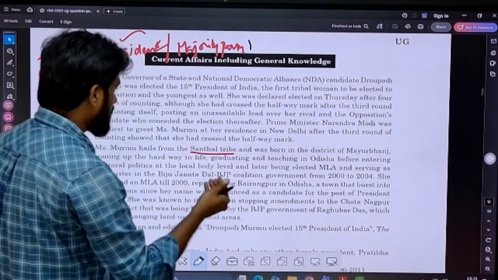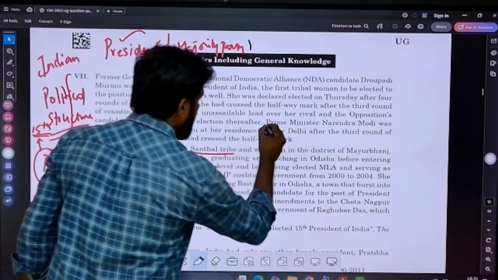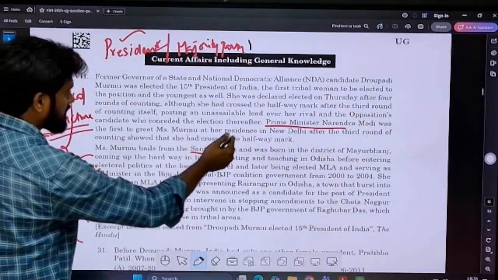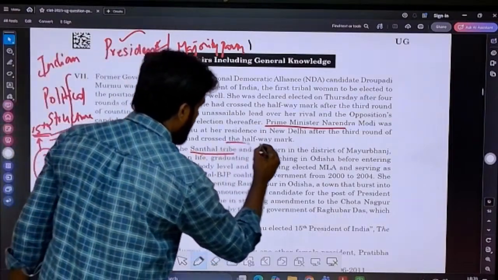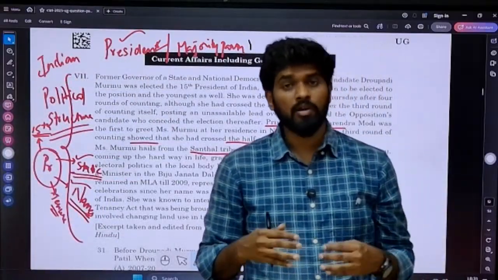Since I'm talking about this, there's one more thing. Prime Minister Narendra Modi was the first to greet Miss Murmu at her residence in New Delhi after the third round of counting showed that she had crossed the halfway mark. So usually when talking about the presidential elections, what happens?